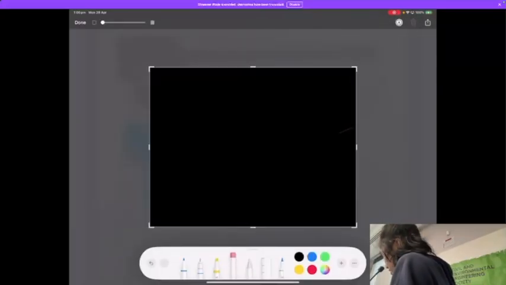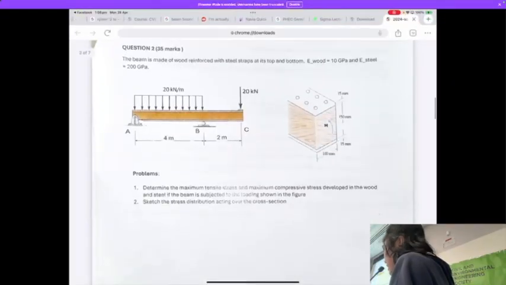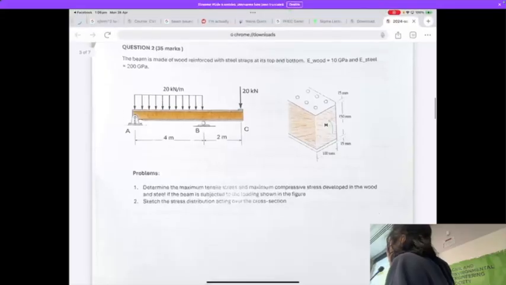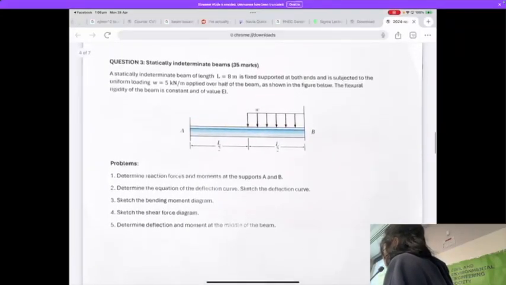That's that question. The bottom ones are ones that we did. These ones you should be able to do, I think. This one was a little bit cursed because it has both fixed ends. So both of the sides had fixed ends.